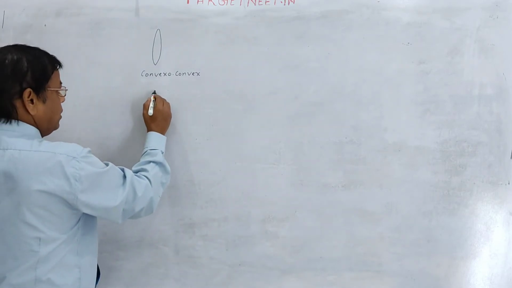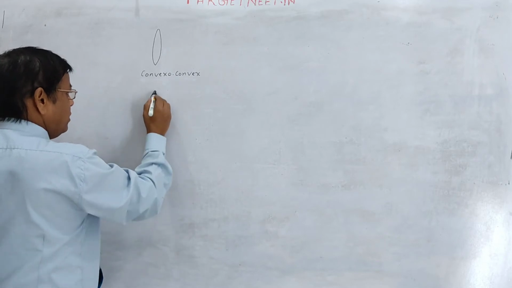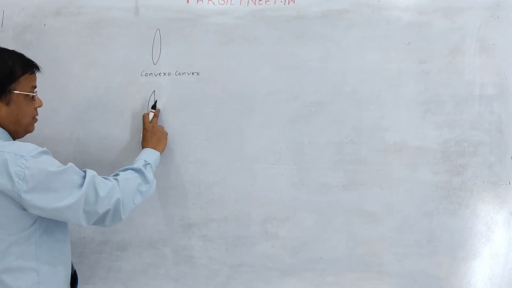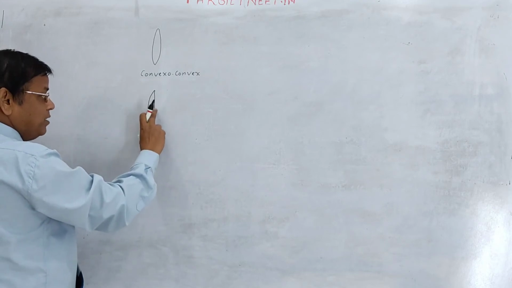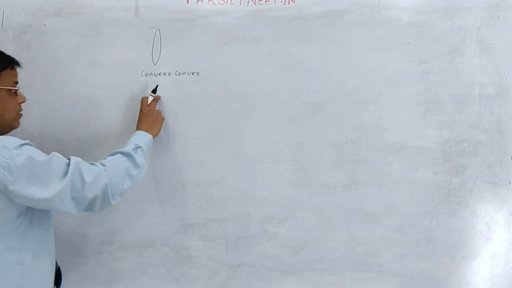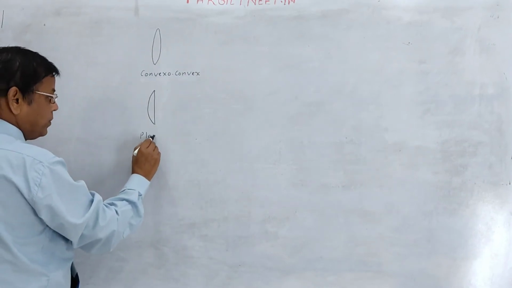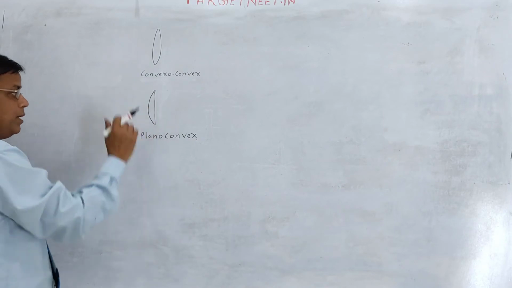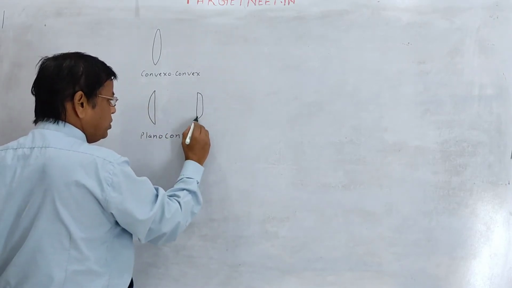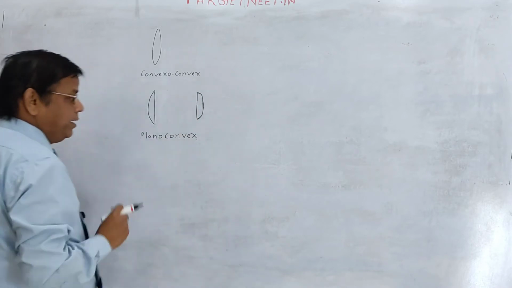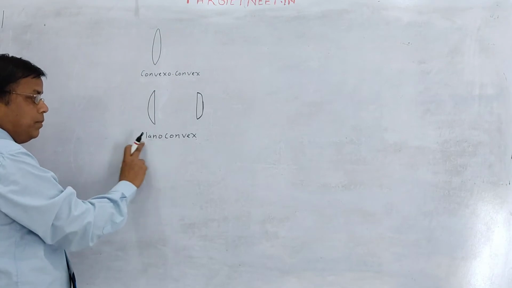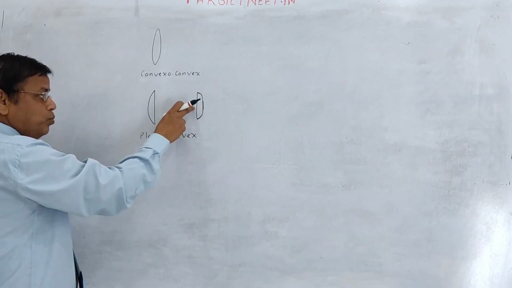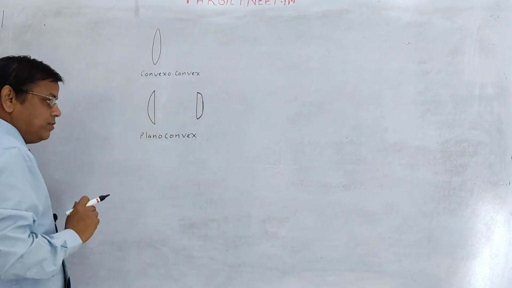For example, if I take a lens like this, this surface has a finite radius and this surface has an infinite radius. So this surface has the larger radius, so we write the name of this surface first and then the name of this surface. And this surface is plane, so we write plano-convex. So this lens is plano-convex. Whether it is kept like this or like this, there is no change in name, because again I have to write first the name of the surface which has the larger radius. So the plane surface has more radius, this surface has less radius, so plano-convex.